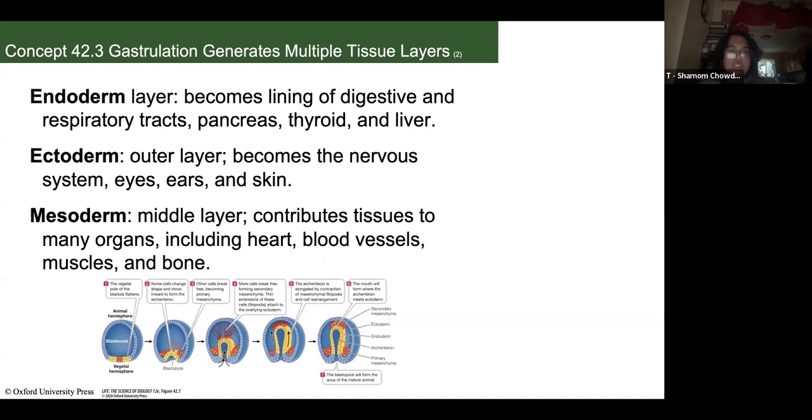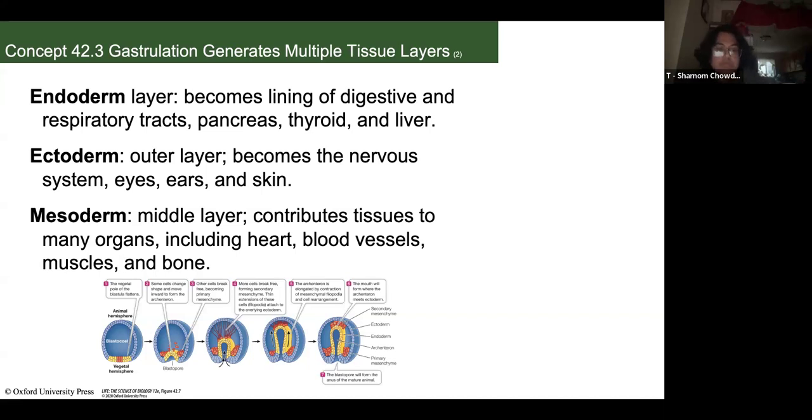Honestly, ecto, endo, meso fits our human body. The endoderm becomes the lining of your digestive tract, your respiratory tract, thyroid, liver, etc. Your ectoderm is your outer layer, which becomes your nervous system, your eyes, ears, and your skin as well. The mesoderm, which is the middle layer, contributes tissues to many organs, which becomes your heart, blood vessels, and your muscles and bone.